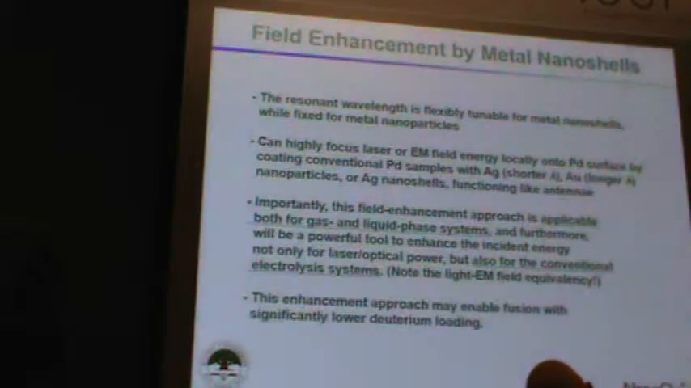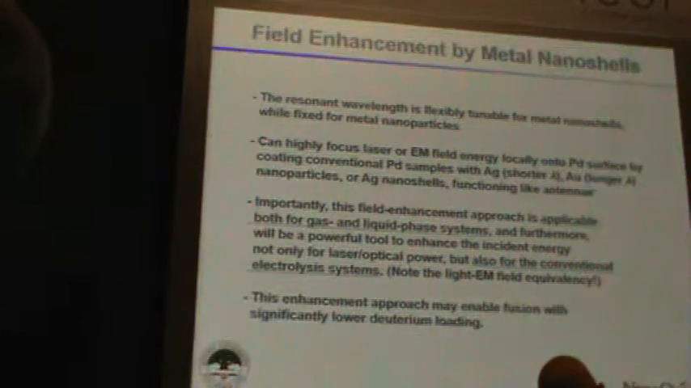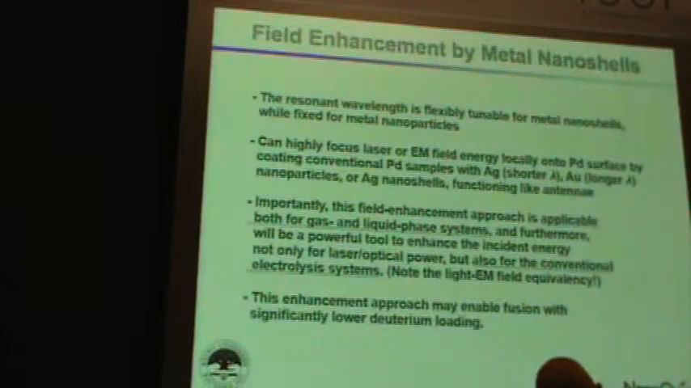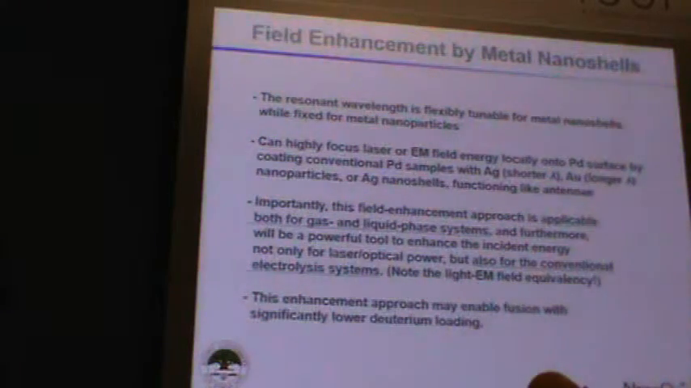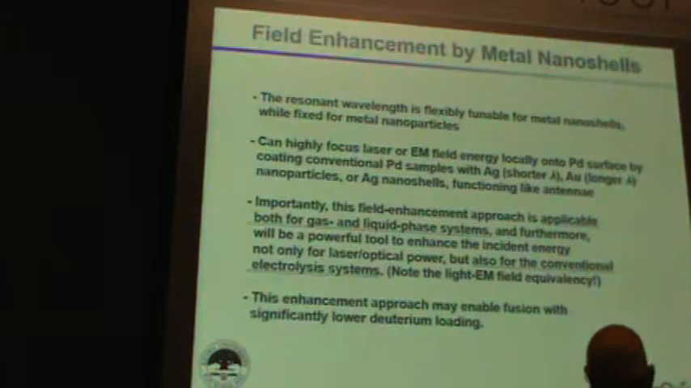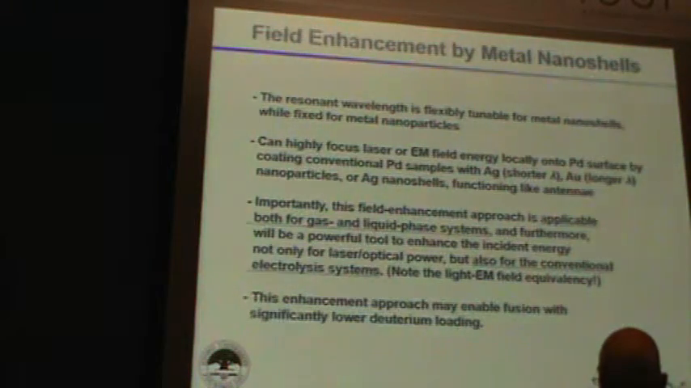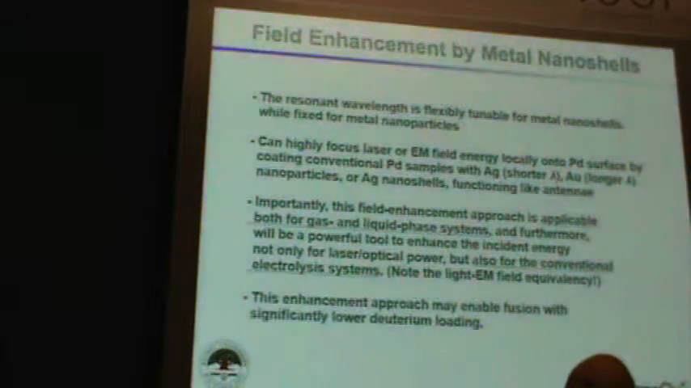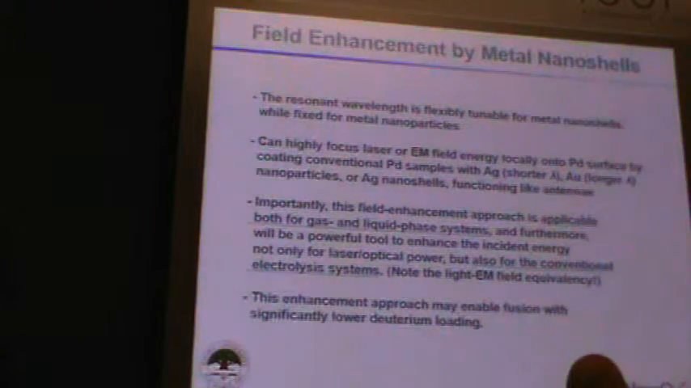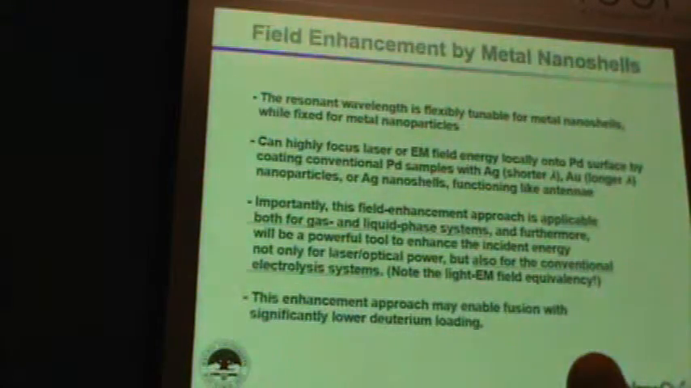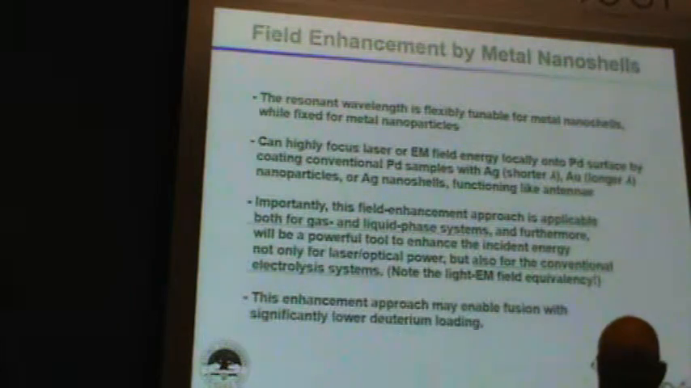And by using such a technique, we can focus the laser or electromagnetic field energy locally onto or close to the surface of the platinum for conventional CF experiments. And this technique can be applied both for gas and liquid phase systems, even without any light injection, because by using the electrodes in the conventional experimental system, the electromagnetic field is simply equivalent to the light, because that's all electromagnetic field, of course.